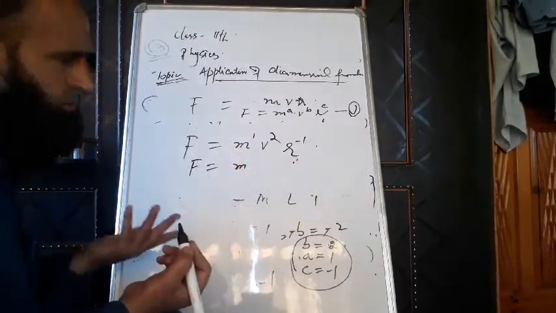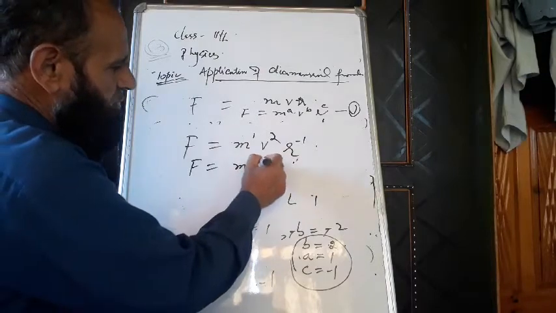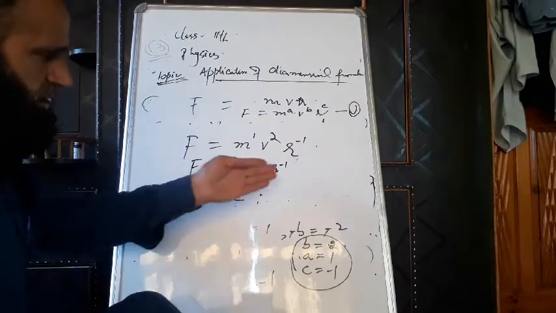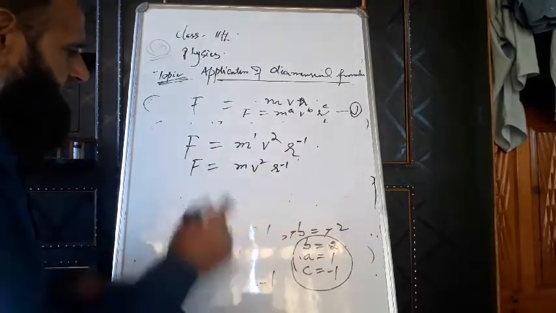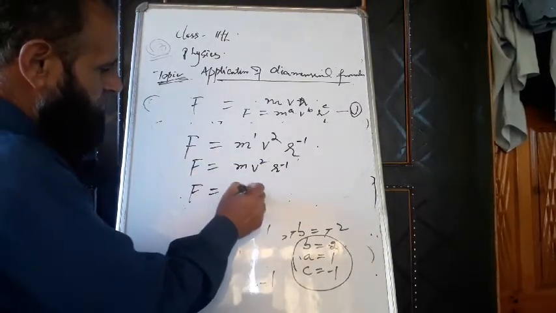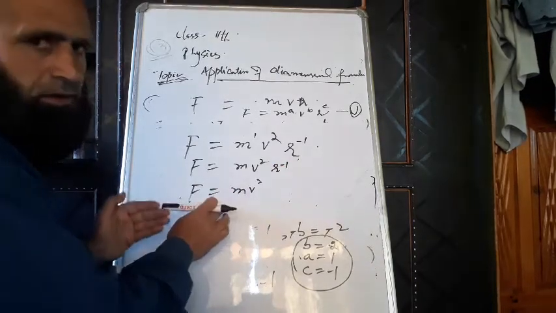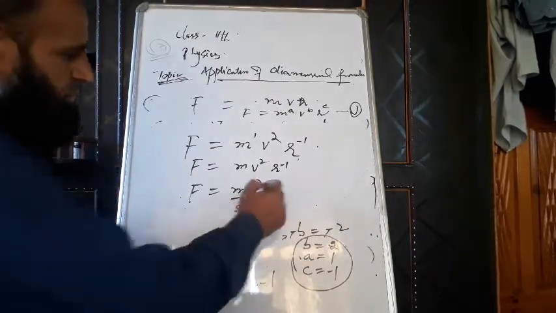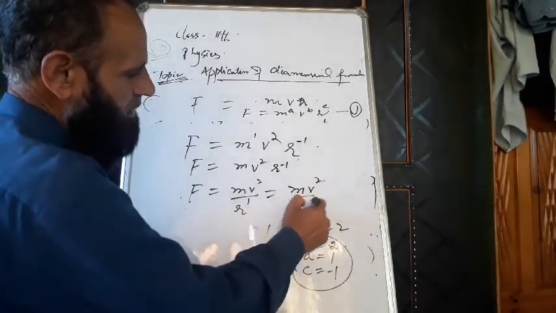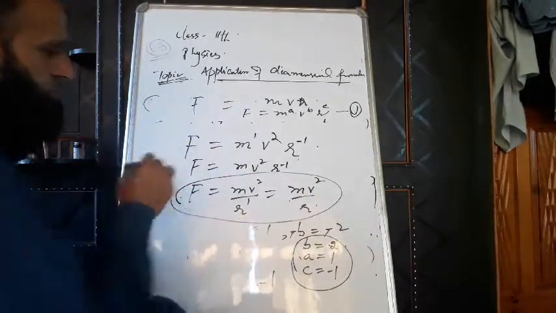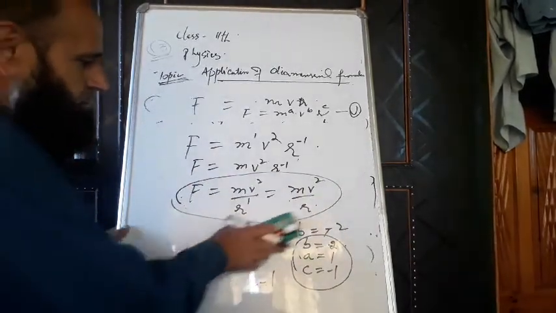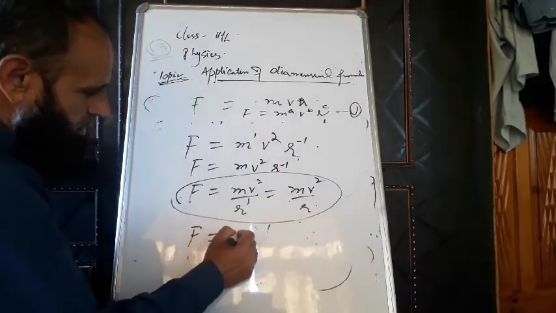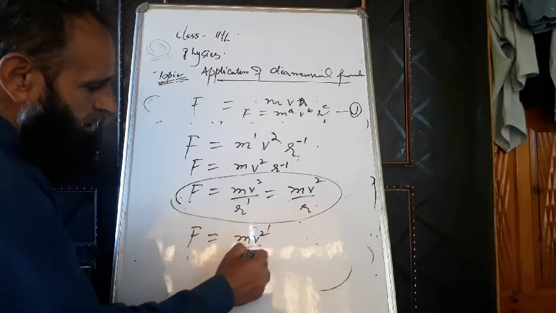M to the power 1 is nothing, 1 power is nothing. This is V square. This is R raised to power minus 1. So F is equal to mv square R raised to power minus 1. It goes into the denominator, so here it becomes R to the power 1. So we can write it as mv square by R. So the equation of centripetal force is F is equal to mv square by R.